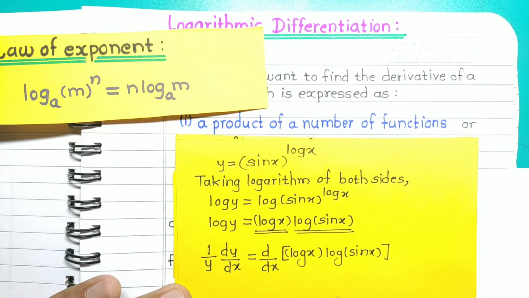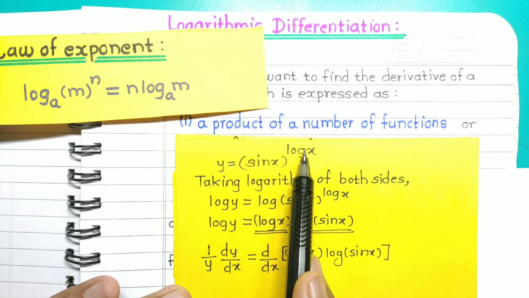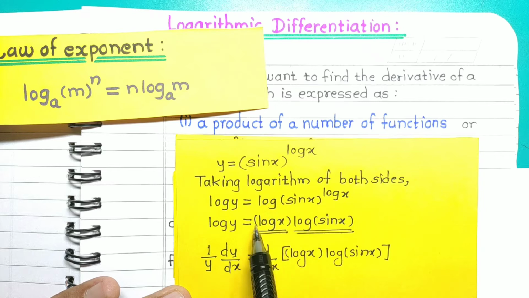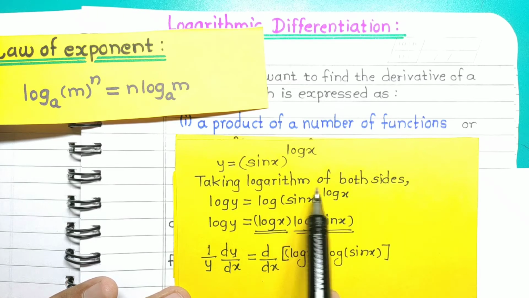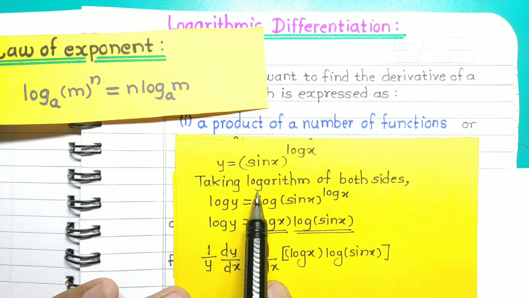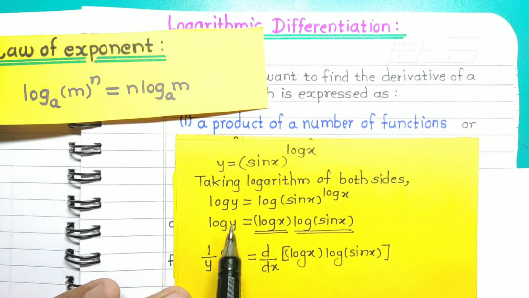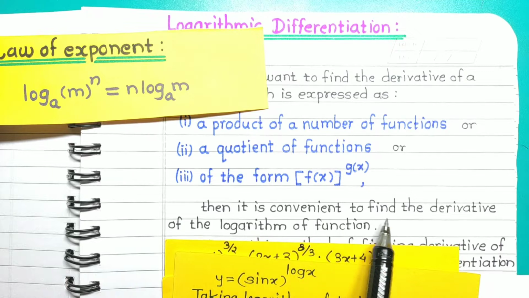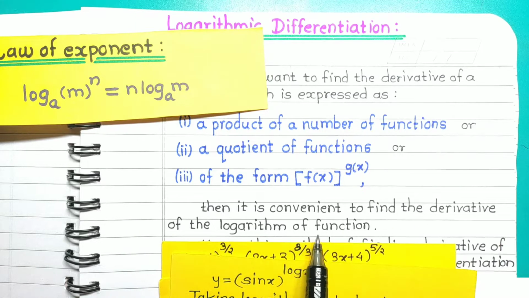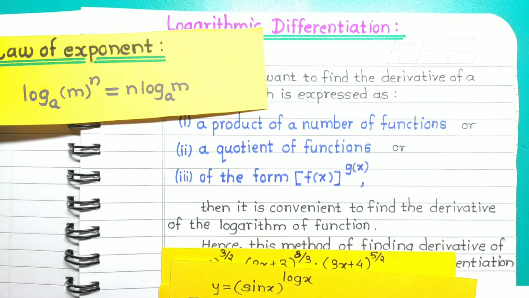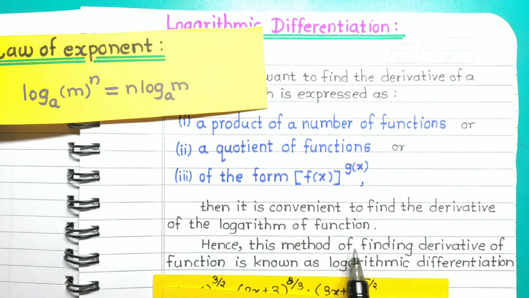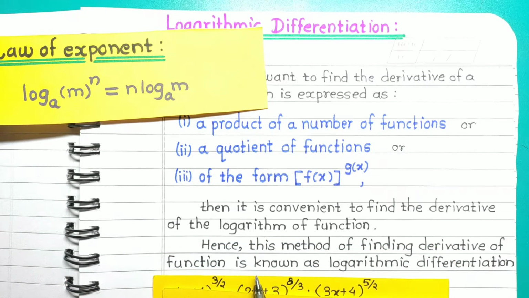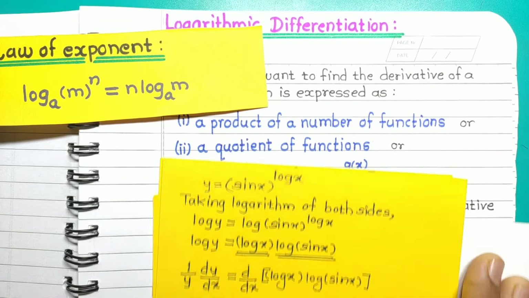So see what we have done here. We have simplified this complicated function using logarithm. That means here it is convenient to find the derivative of the logarithm of a function, and hence this method of finding the derivative of a function is known as logarithmic differentiation. Let's see other examples also.